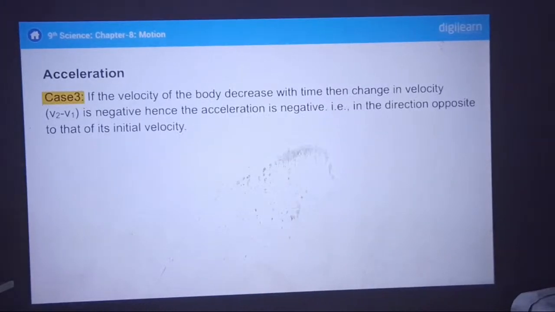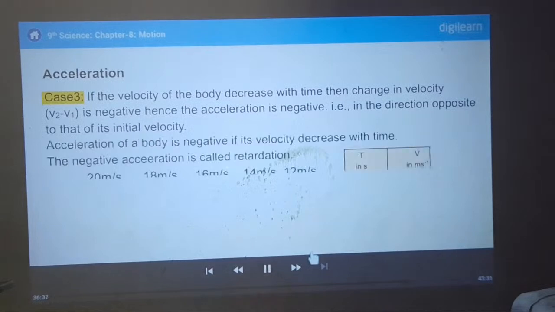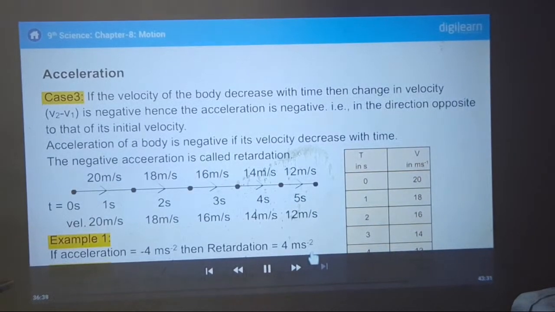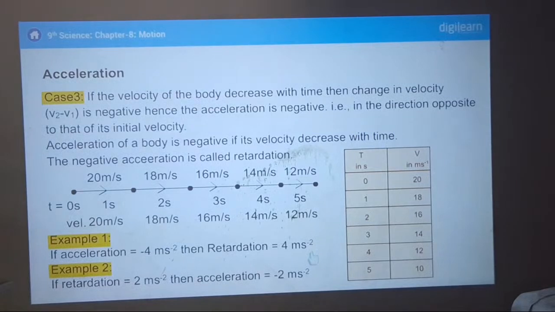Case 3. If the velocity of the body decreases with time, then the change in velocity, v2 minus v1, is negative. Hence, the acceleration is negative. Acceleration of a body is negative if its velocity decreases with time. The negative acceleration is called retardation.